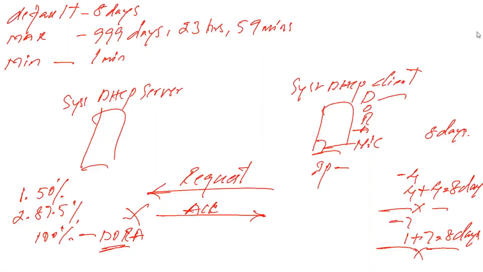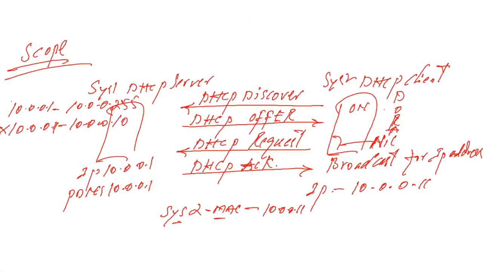Okay, so till now we have seen the theory. Now we'll come to the practical here: how to configure the DHCP server and how to assign the IP address.